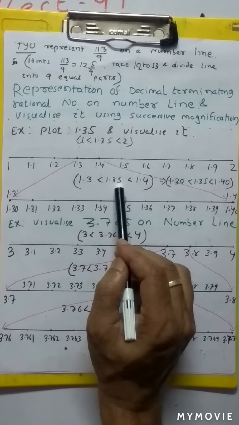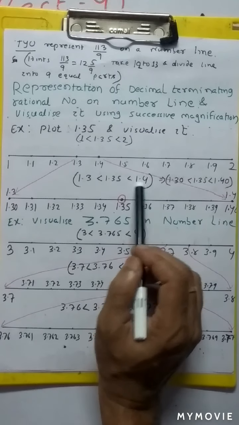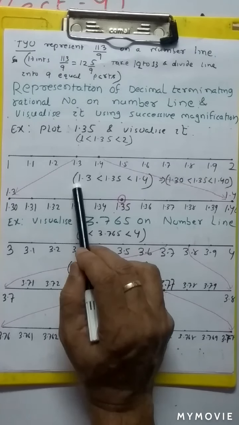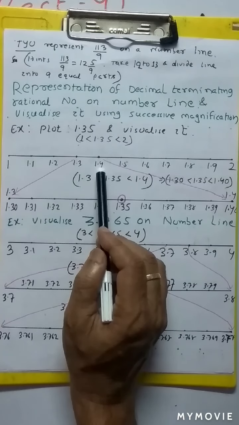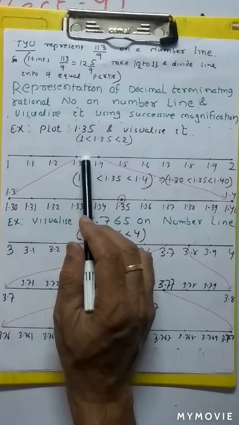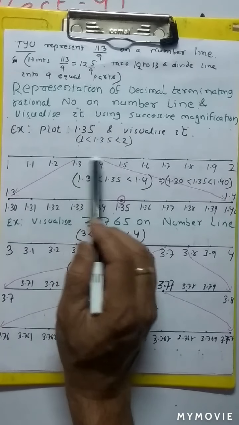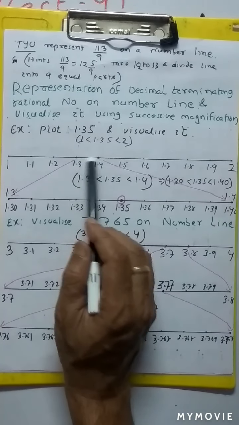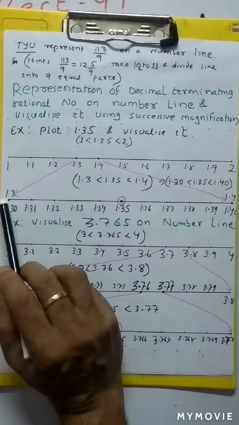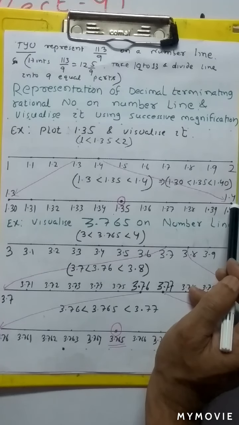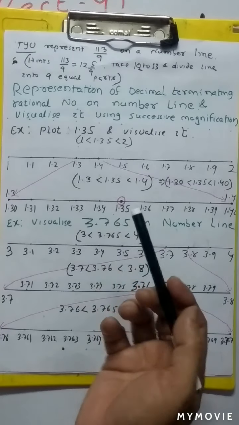Okay. So now see, we have to represent 1.35. We have to visualize the number 1.35. In that case, this 1.35 will lie in between which numbers? 1.3 and 1.4. So this is my 1.3. This is my 1.4. In between 1.3 and 1.4 there is 1.35. You cannot visualize 1.35 in this small gap. The gap from 1.3 to 1.4 is very small. Within a very small gap you cannot visualize 1.35 properly.